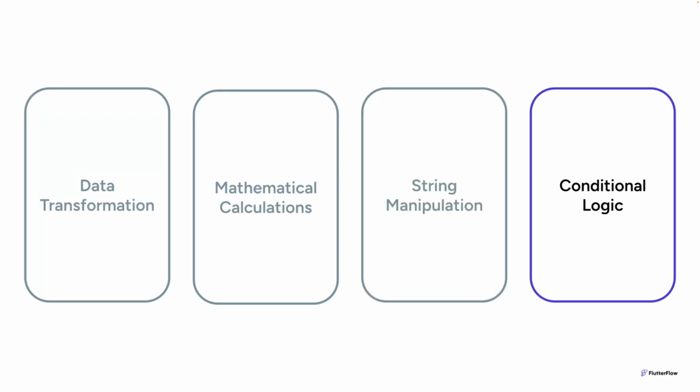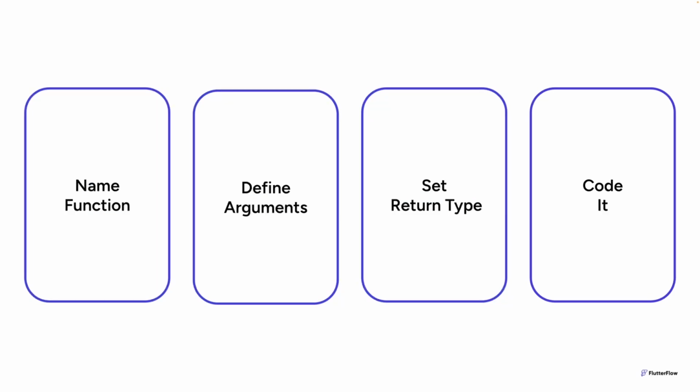And finally, conditional logic. Suppose you want to offer a discount only when certain criteria are met, like when a customer's cart exceeds a particular value. Conditional logic allows your app to apply these rules automatically, offering personalized deals and promotions. When creating custom functions, there are 4 steps: naming the function, defining arguments, setting the return type, and then coding it. Let's go through each of these steps in a little more detail.